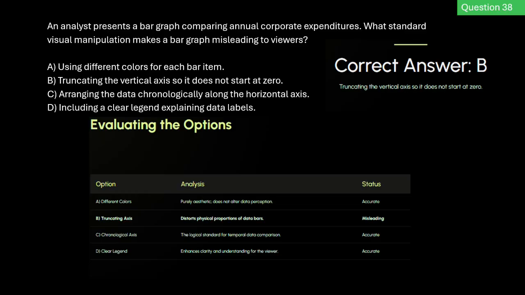So in conclusion, data integrity requires an alignment between visual layout and numerical reality. So always look at the baseline first. If it does not start at 0, the visual differences are distorted.